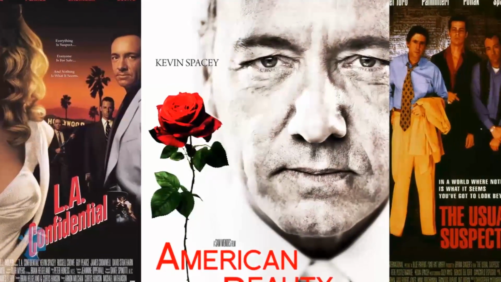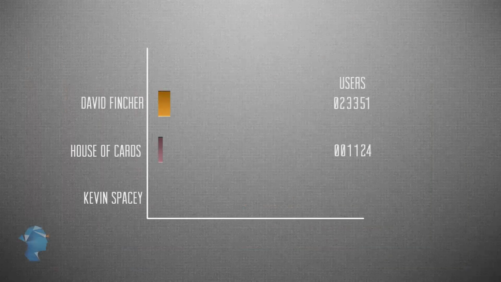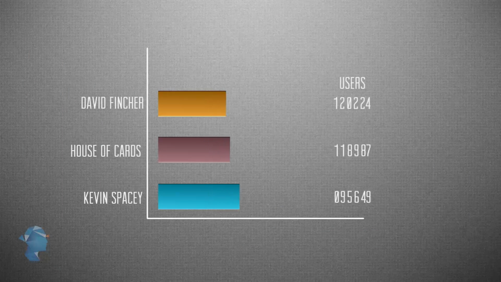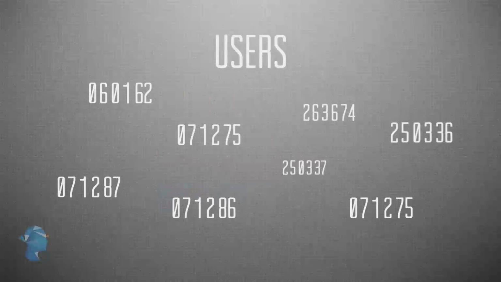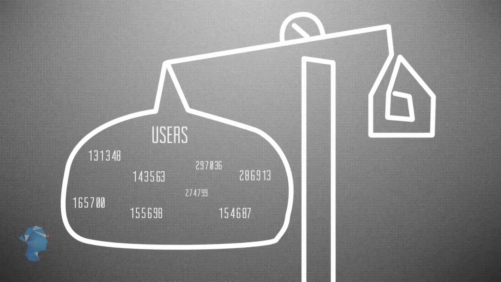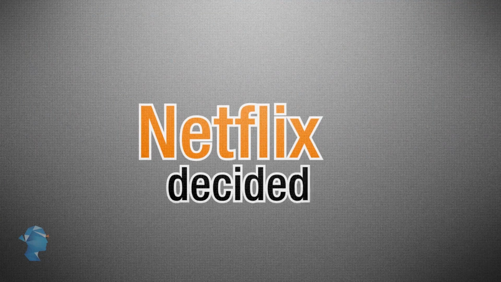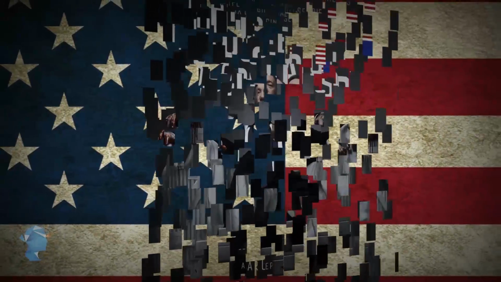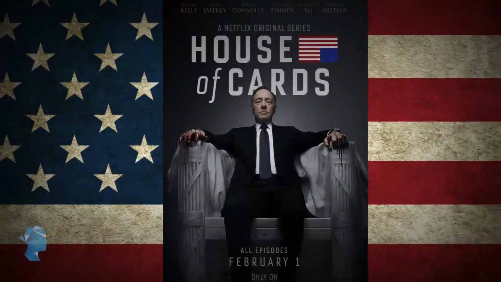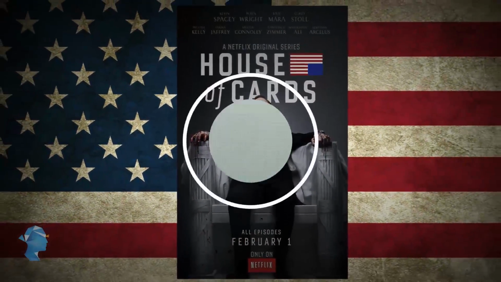starring Kevin Spacey. Each of these very individual factors had to contain a certain volume of users. Netflix had a lot of users in each category. This weighed in heavily when Netflix ultimately then made the decision to buy the rights to the show and create an American version of House of Cards. But that's not where the analytics ended.